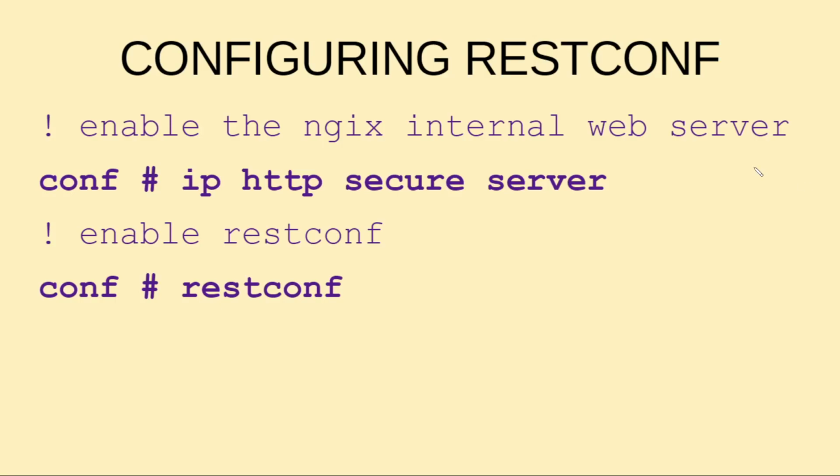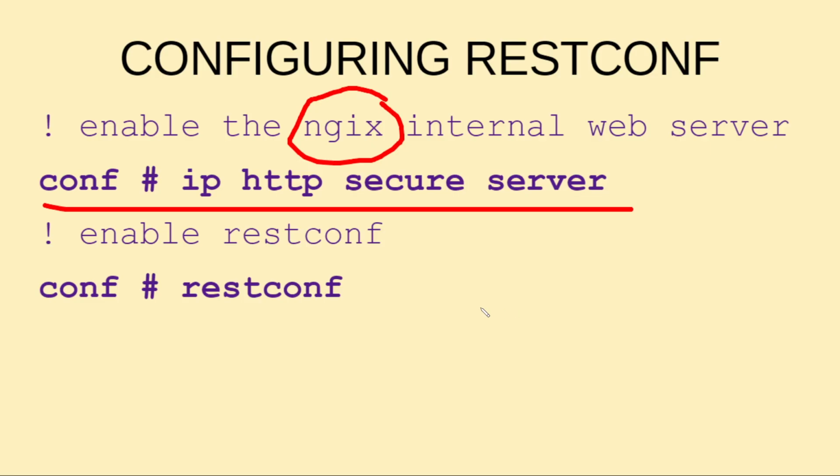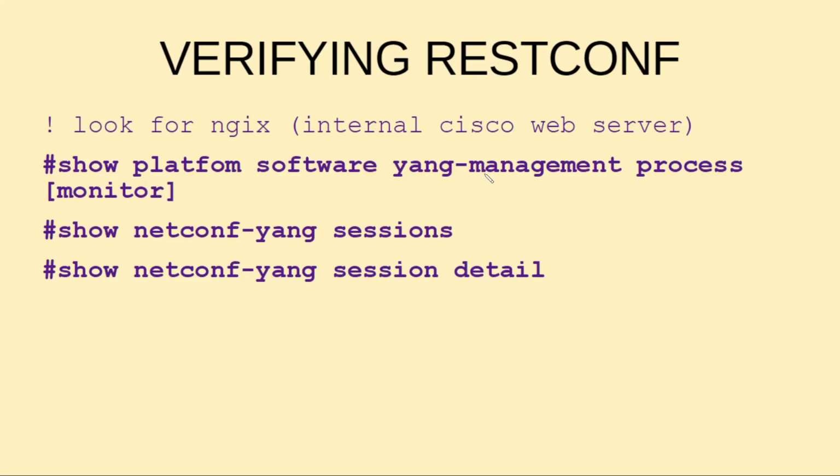Before configuring Restconf, we will need to enable our HTTP secure server. So we will use this command. Remember that internally this web server is known as Nginx. Then we will enable Restconf with this command. Now, in order to verify Restconf, we could use this command, show platform software yang-management process, in order to check on the processes that are supporting Restconf. Remember that Nginx is the name that is used internally for the Cisco web server.